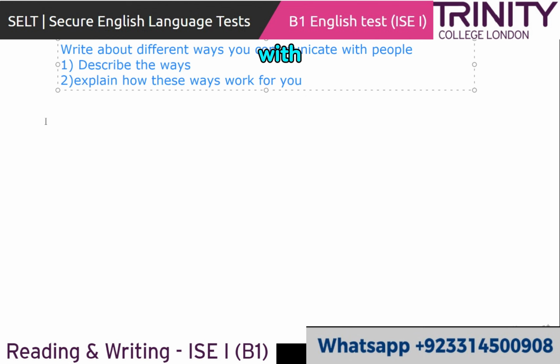Now let's begin with how we can start. Now this question is about, write about different ways you communicate with people. It could be about write an article or write a review, write something. You don't care. Your focus should be the main title, that is communicate with people. That is ways you communicate. And also describe the ways and explain how these ways work for you. So how will we start?